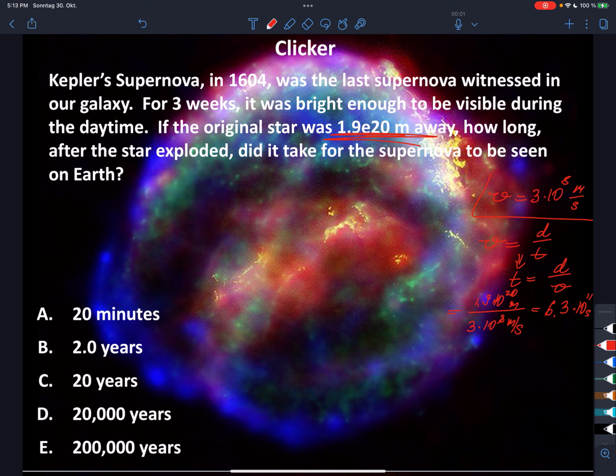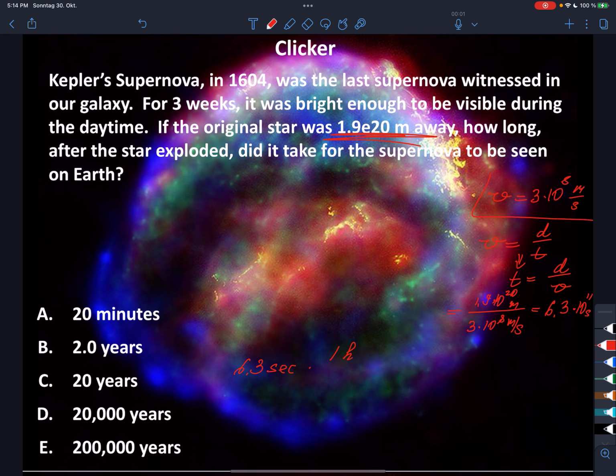Well, we can do this in a couple of steps. So we'll stop that; this is 6.3 seconds. And then what I need to do is multiply this number by a unit, by one, but I want to write this in the following way.